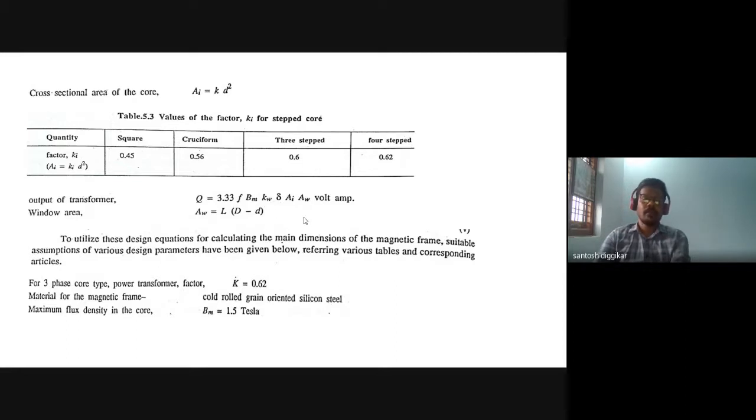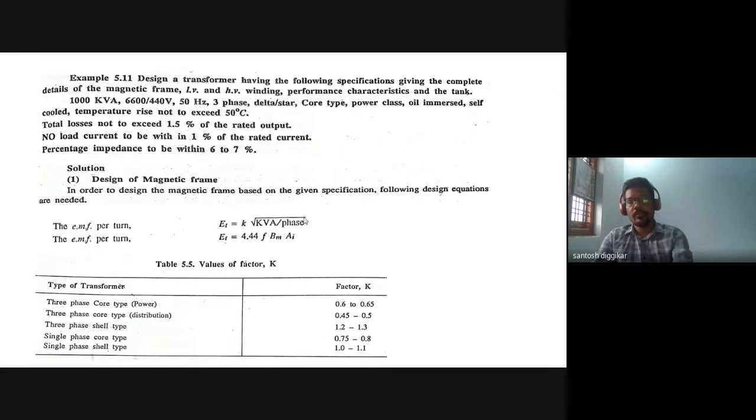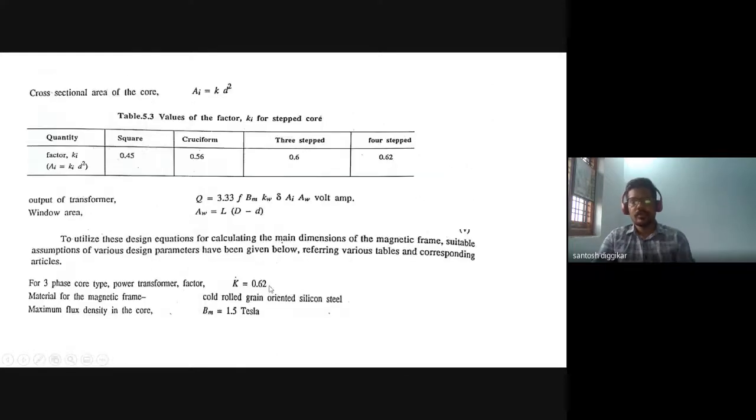For a three-phase core type power transformer, what value of K have we chosen? You can see this K. We have to choose K between 0.6 to 0.65, so we are choosing 0.62. And what type of material are we using for the magnetic frame? Here we are using cold rolled grain oriented silicon steel. There is also hot rolled grain oriented silicon steel, but for making the magnetic frame we are using cold rolled grain oriented silicon steel.